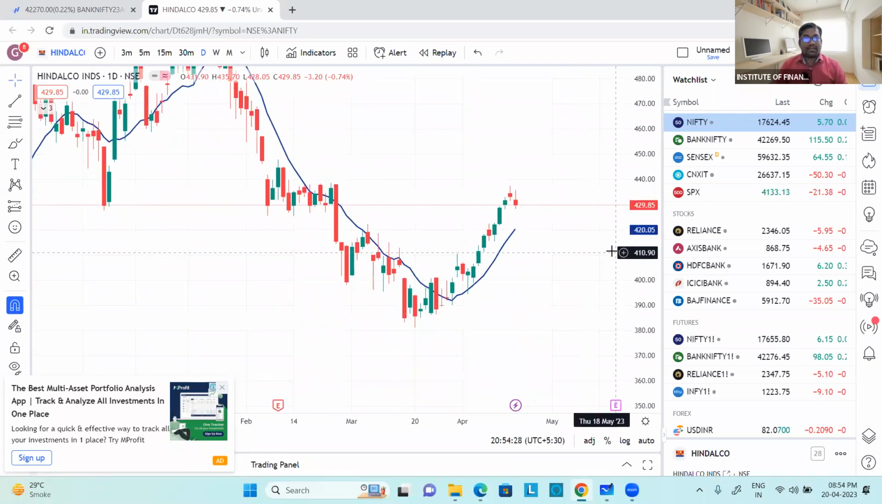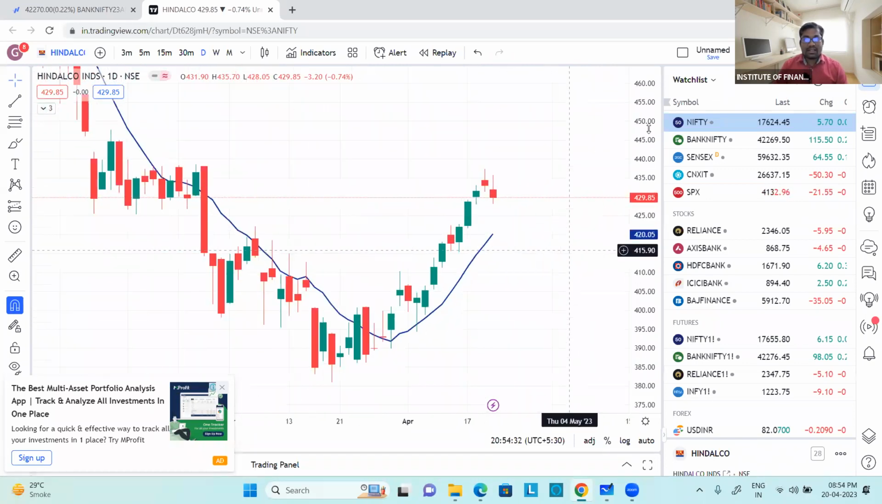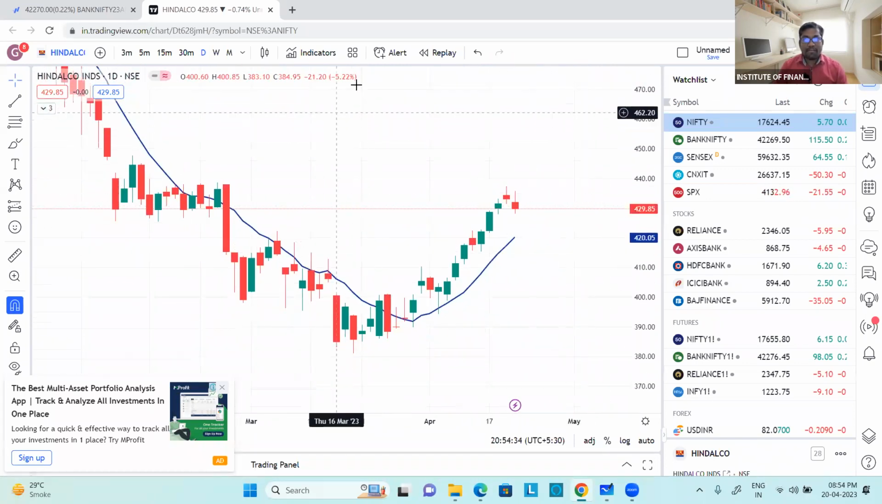Sir, it is not. Yogish, it is not. The reason is you need a green candle. Later you need a doji like this, and later we need a big red candle which crosses below this and closes. So if you want, I will show you a classical pattern.